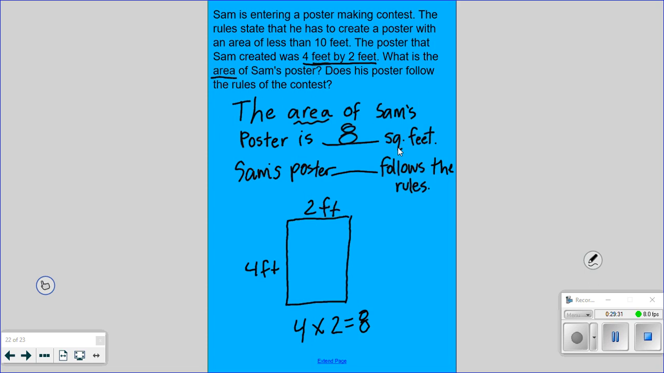Does his poster follow the rules? Raise your hand to tell me, don't yell out at me. Does his poster follow the rules? Henley, how do you know that? The rules say that area is less than 10 feet, and his area is 8 feet. So Sam's poster does follow the rules.